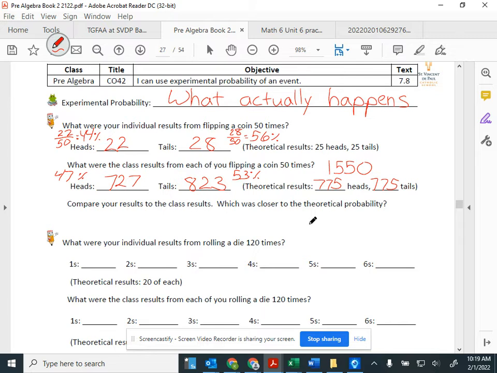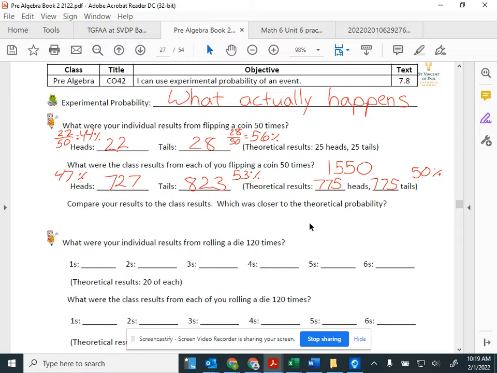So what do you think? Which one is closer to the theoretical probability? Remember, theoretical probability, if we did 775 out of 1,550, what percent is that? You have a 50-50 chance, right? So 50% chance. So which one is closer to 50%? The class results are closer to 50% than your individual results. So, yeah, 53 is closer to 50 than 56 is.